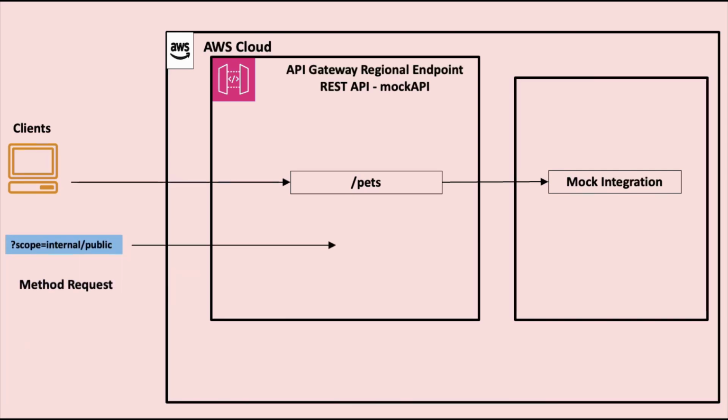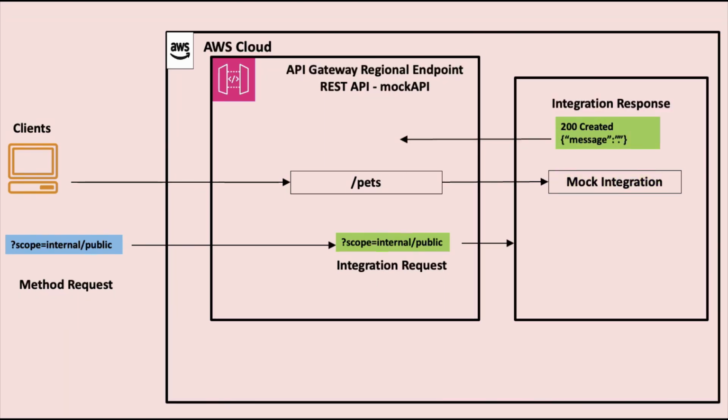When the client sends the request, in this example, the scope parameter can be internal or public. Based upon the value of this variable, the response will be different. The mock integration will respond with a 200 or 500 HTTP response code back to the clients with a different message. For a 200 response there is one message, for a 500 response there is another message. This is how we are going to test end to end between the clients and the mock integration. Now let's go to the source code.